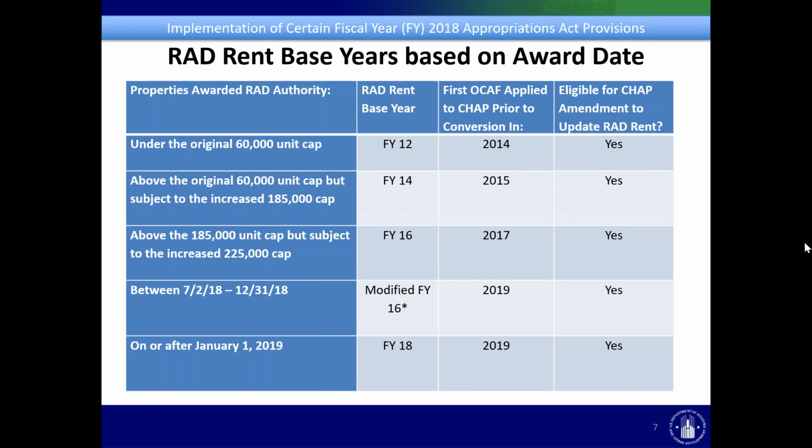Just to frame it another way, in a table, this shows the history of how we've set the rents over time. So in the original 60,000 unit cap, we used a RAD rent base year from FY 2012. When the cap was increased from 60,000 units to 185,000 units, we used FY 14 as the RAD rent base year. When it was increased from 185,000 units to 225,000 units, we used the FY 16 RAD rent base year. Between now and the end of the year, we're using these modified FY 16 rents. And then on or after January 1, 2019, we're using FY 18 RAD rents.